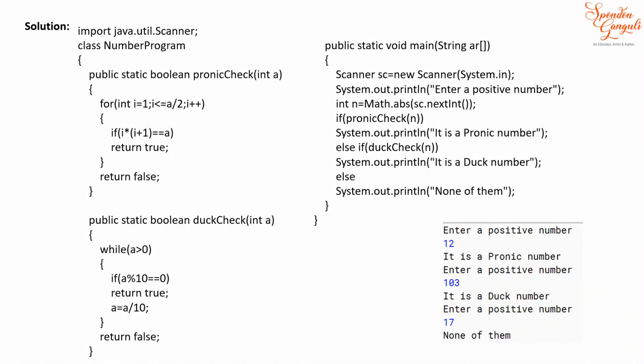So it is returning true and the function ends there. Otherwise, if the entire loop runs till A by 2, that means we are not getting any product which is equal to A. Thus, it returns false. Same with the duck check. In the duck number, if any digit extracted is 0, immediately it is returning true. Otherwise, it is proceeding to the next number extraction, and at the end, it's returning false.